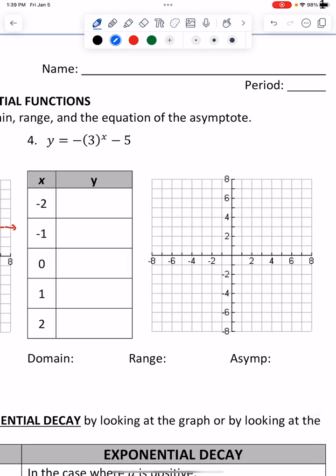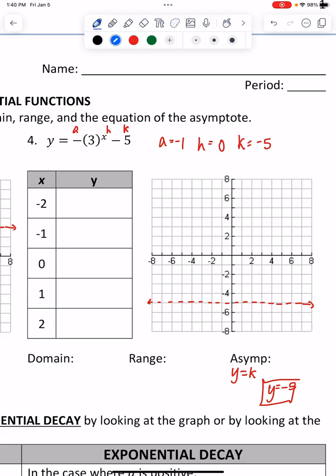So if we, again, identify A, H, and K. So A is that negative in front, so -1. H, right, x minus h. There's no h up there, so that makes h 0. And then K is -5. So again, your asymptote, y equals K. So y equals -5 is our asymptote. So we go ahead and put that on there if we want. So horizontal line through -5.